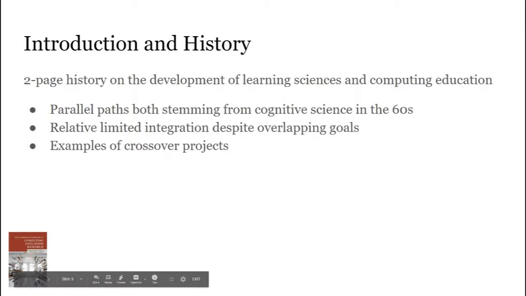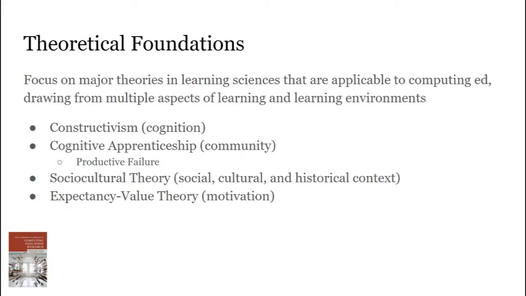We provide a brief 2-page history of the development of learning sciences in computing education, talking about how they grew in parallel, stemming from the cognitive sciences. Then we talk about how they have relatively limited integration despite overlapping goals, and provide some examples of projects that include both. In the theory section, we talk about 4 major types of theories and prominent examples of each.